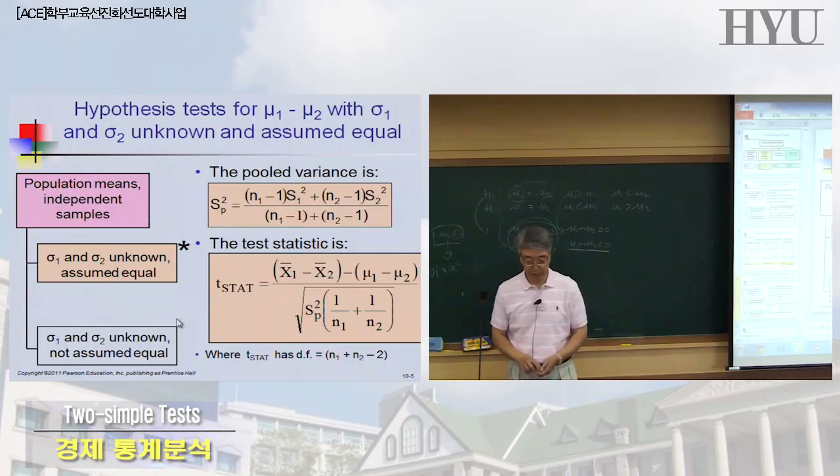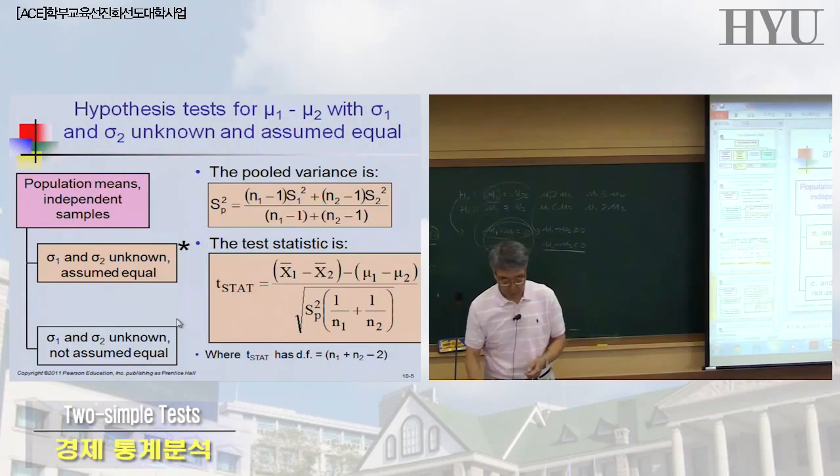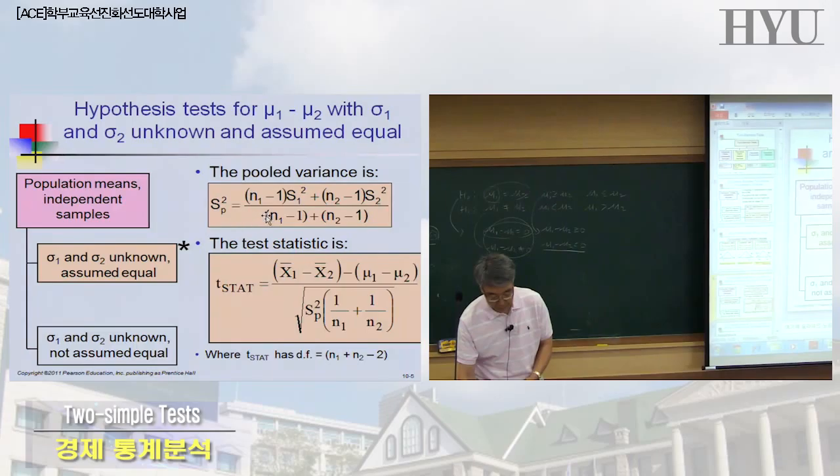Well, the only difference here is, in case you can assume the two populations have the same variance, equal variance, then we can calculate the pooled variance between the two populations, right? And the way you do it is using the sample variance from the first sample and the sample variance from the second sample, with the degrees of freedom like this. This is called the pooled variance, right?